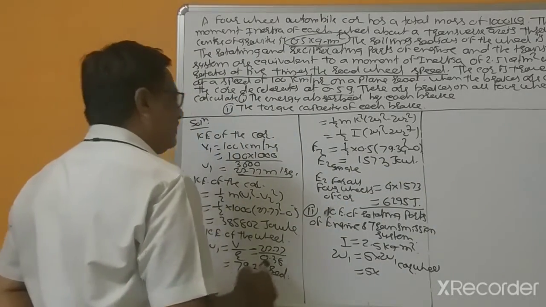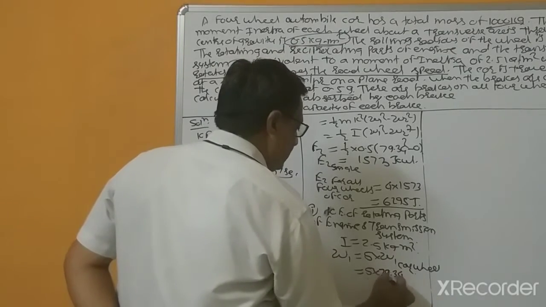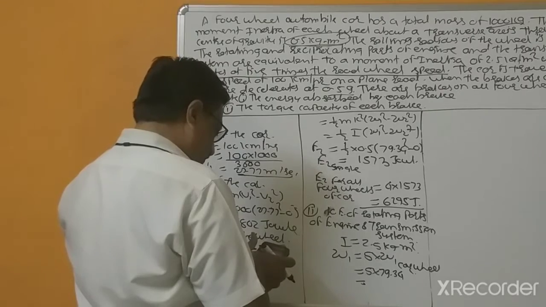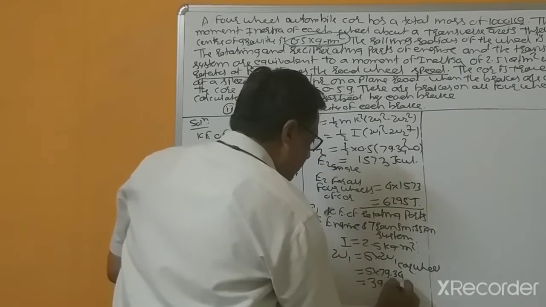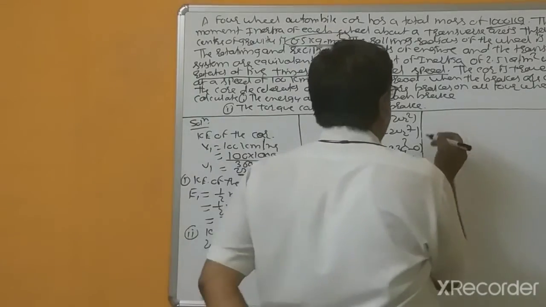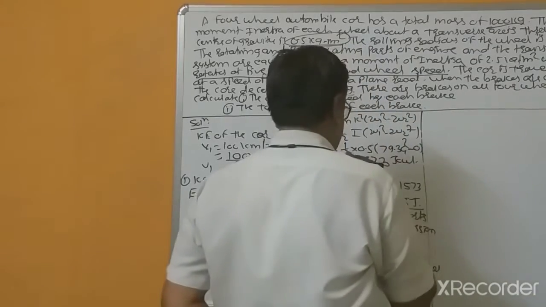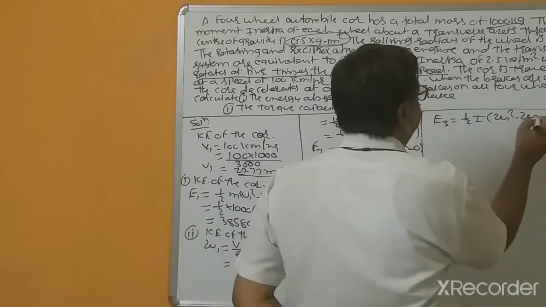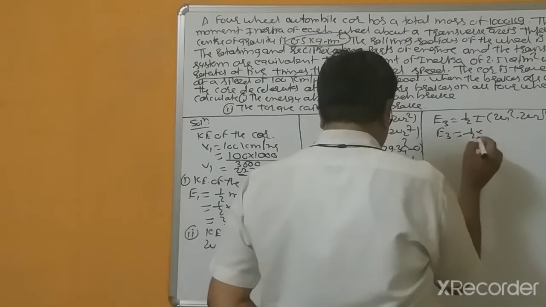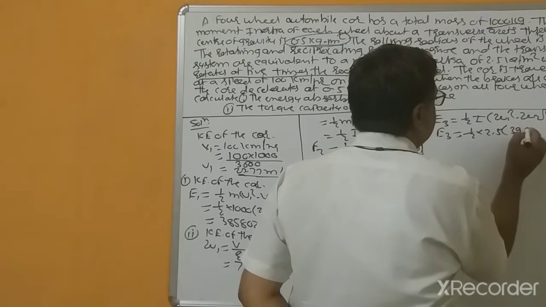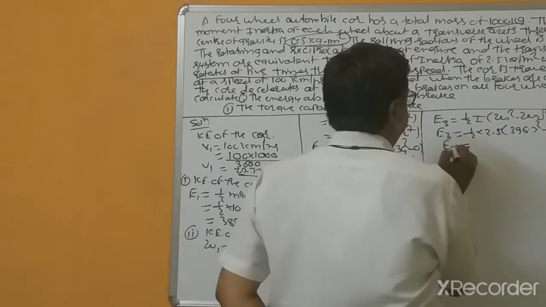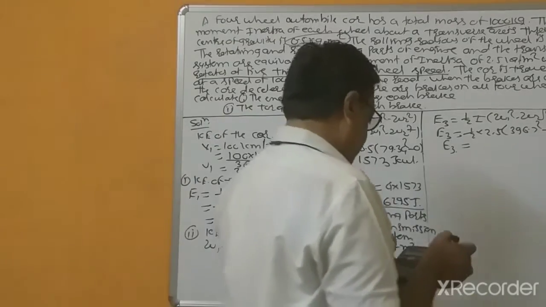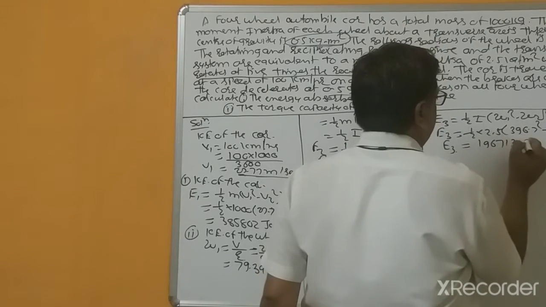So omega 1 is 79.34 multiplied by 5, 396.7 radians. So that's why again, E3 equals half into I into omega 1 square. So this is 2.5, this is given, and this is 396.7 square minus 0 bracket square multiplied by 2.5 divided by 2. This is 196,713 joule.